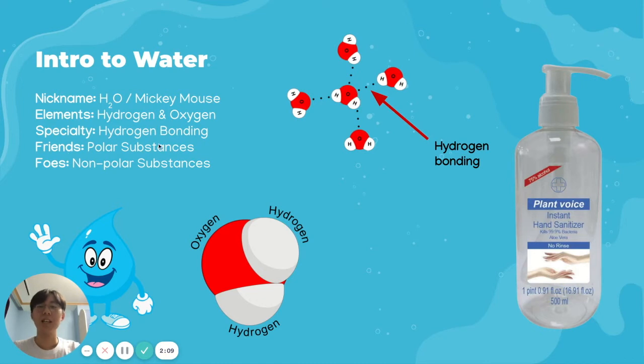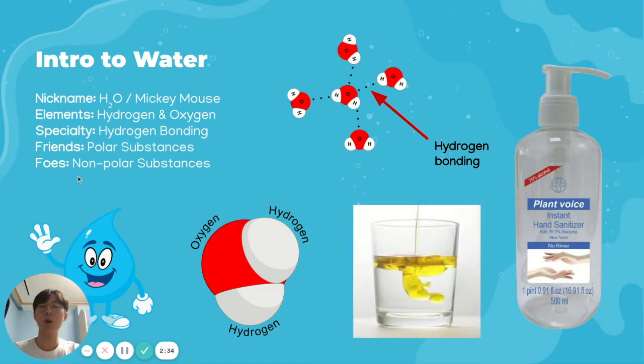Water's friends are polar substances. Again, you don't have to know what polar substances are, but an example of a polar substance is ethanol, and we can find ethanol in the hand sanitizers that we use often these days. And so this hand sanitizer is formed of 75% alcohol, and it'll also have water in here. And its foes or its enemies are nonpolar substances. An example of that is oil. And as you can see here, oil and water don't mix together. That's why I describe them as foes.